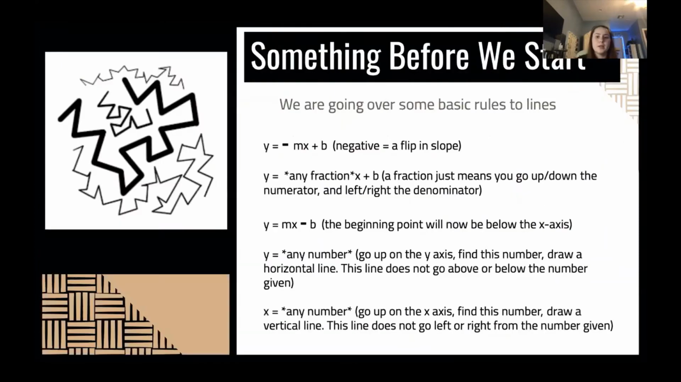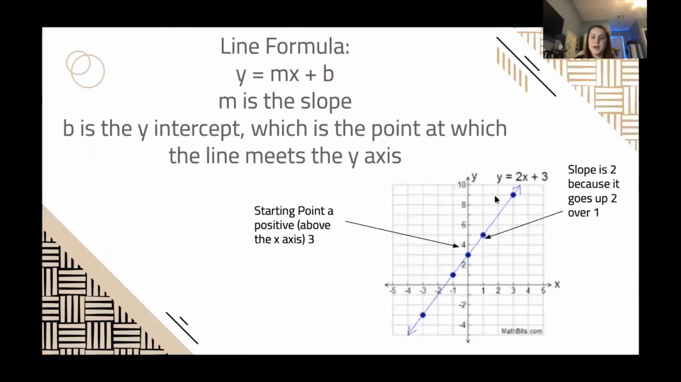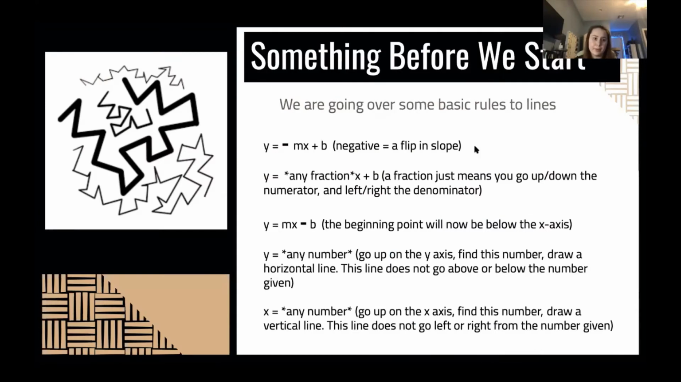Awesome. Okay. So something before we start. We're going to go over some basic sets of rules to lines that might have not been covered in the last slide. Any negative in front of a slope means that it's going to go from left top to right bottom. In the previous slide, this one has a positive slope of 2, so it goes from left bottom to right top. A negative slope will be a flip. It goes from left top to right bottom. So when you see that negative in front of the slope, that's an easy thing to remember.